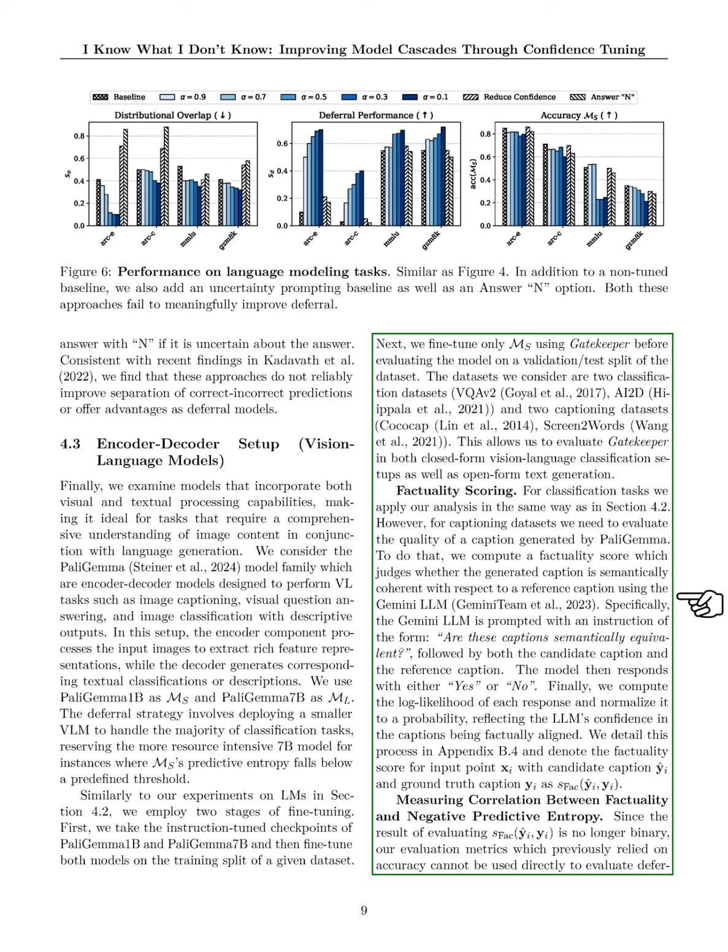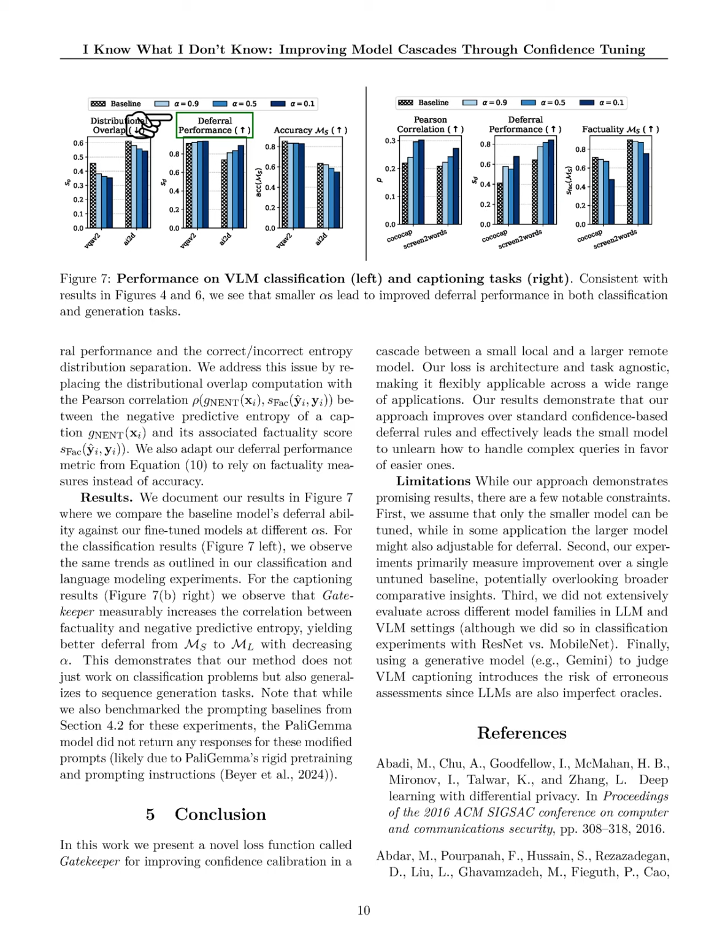To measure the correlation between factuality and negative predictive entropy, we replace our previous accuracy-based metrics with the Pearson correlation between the negative predictive entropy of a caption and its factuality score. We adapt our deferral performance metric to rely on factuality measures instead of accuracy. We document our results, showing that for classification tasks, we observe similar trends as in our earlier experiments.